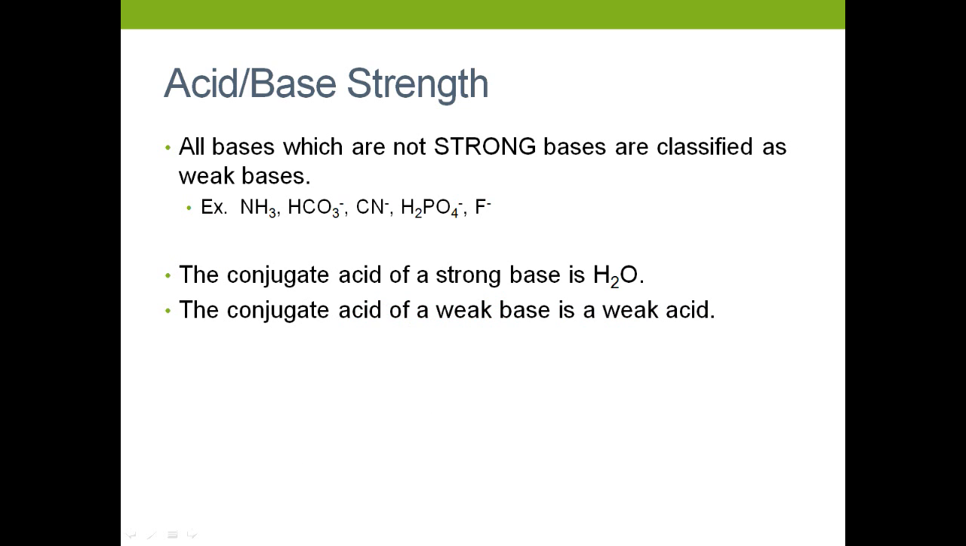All the bases that are not strong bases are classified as weak bases. Again, there are so many examples of this. The conjugate acid of a strong base is water. This is because all of the strong bases donate hydroxide directly, and the hydroxide accepts a proton to make water. The conjugate acid of a weak base is also a weak acid.